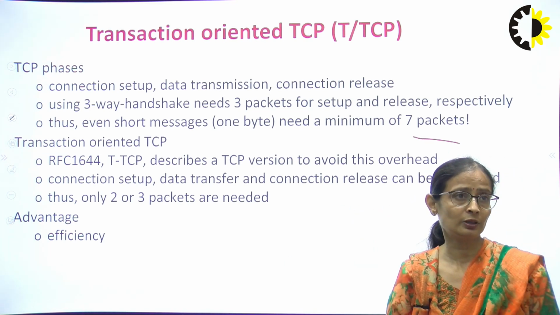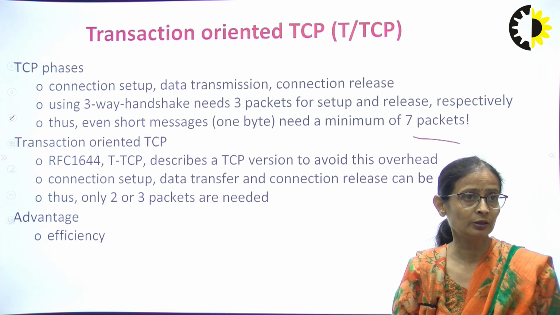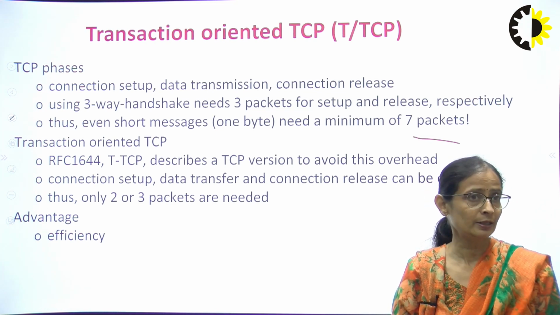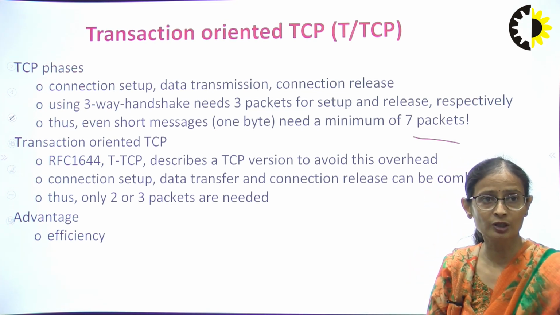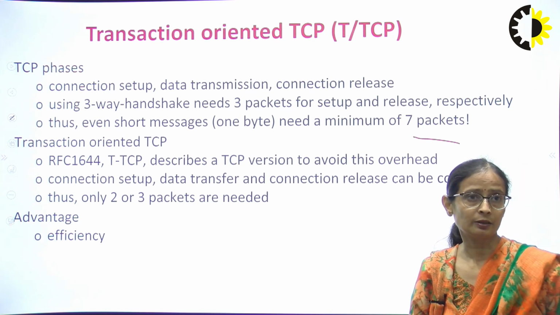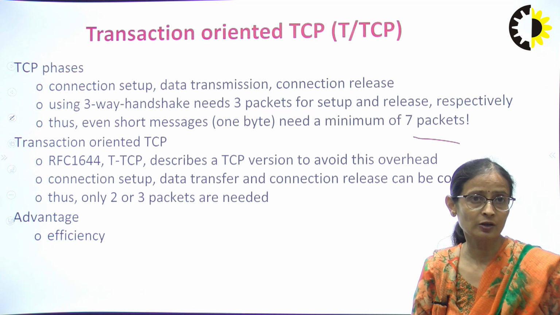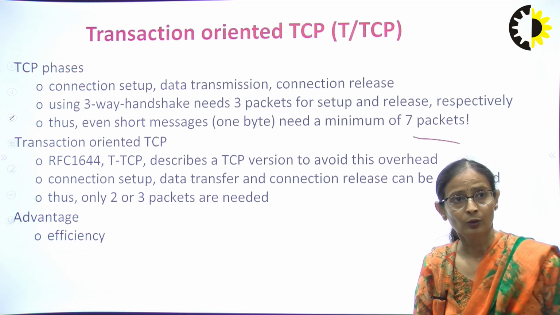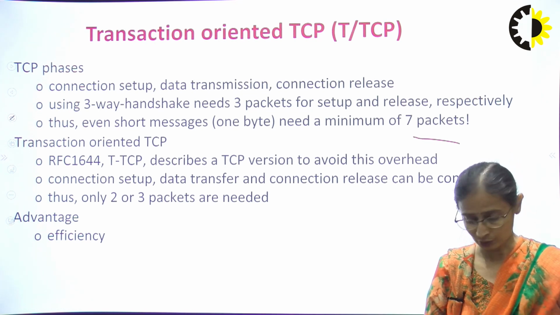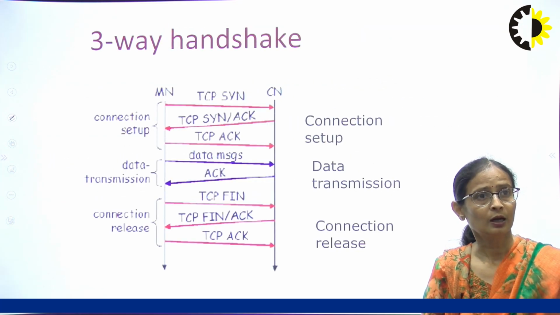So in the case of transaction oriented TCP, that is RFC 1644 or T/TCP, it describes a TCP version to avoid this overhead. Connection setup, data transfer and connection release can be done with the help of only 2 or 3 packets. So the efficiency has been improved. How is it being done?